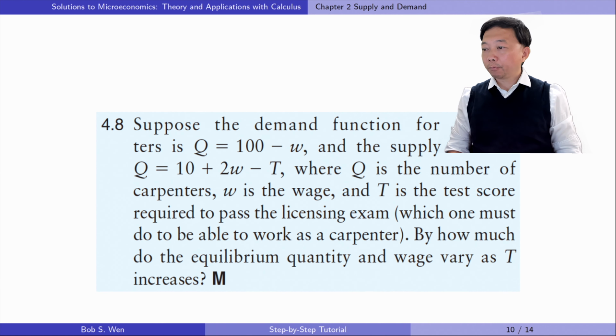Let's do exercise 4.8. Suppose the demand function for carpenters is Q equals 100 minus W, and the supply curve is Q equals 10 plus 2 times W minus T, where Q is the number of carpenters, W is the wage, and T is the test score required to pass the licensing exam. By how much do the equilibrium quantity and wage vary as T increases?